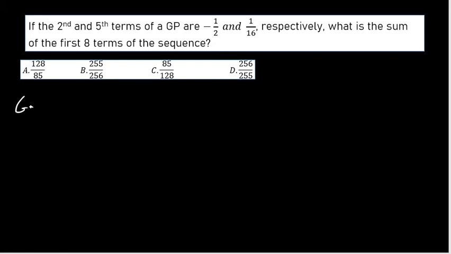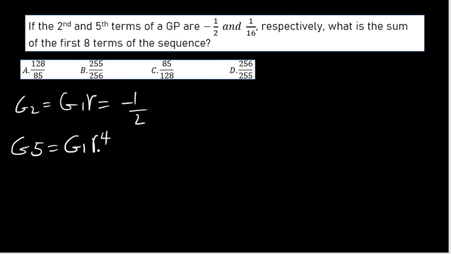That means G2, which is G1 times R, is given to you as negative 1 over 2. And the other one is G5, which is G1 times R to the power of 4. You know the formula for Gn: Gn is equal to G1 times R to the power of n minus 1. The exponent decreases by 1. So this is given to you again: 1 over 16.